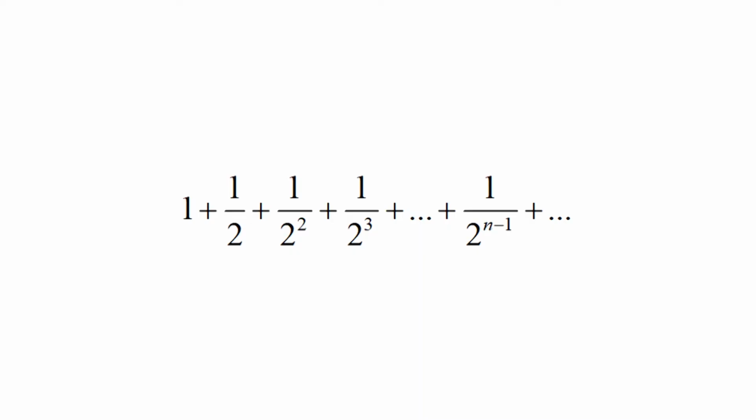In view of these results, we can deal with 1 plus 1 upon 2 plus 1 upon 2 square plus 1 upon 2 cube plus etc. plus 1 upon 2^(n minus 1) plus etc. easily. Taking a equal to 1, r equal to 1 upon 2 in the geometric series, we get the sum 2.